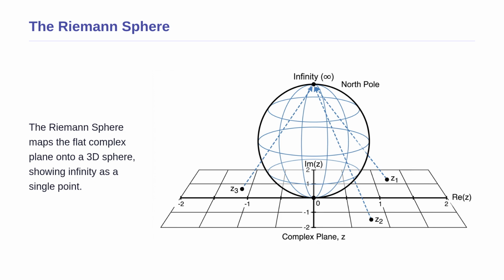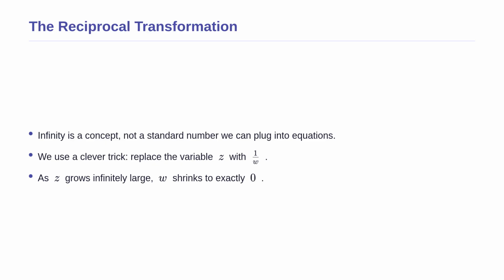sphere. As you move further away from the origin 0 on the flat plane, the projected points on the sphere move higher and higher. No matter which direction you travel on the flat plane, you always end up at the exact same north pole. This beautifully illustrates that in complex analysis, infinity is just a single point at the top of the sphere.